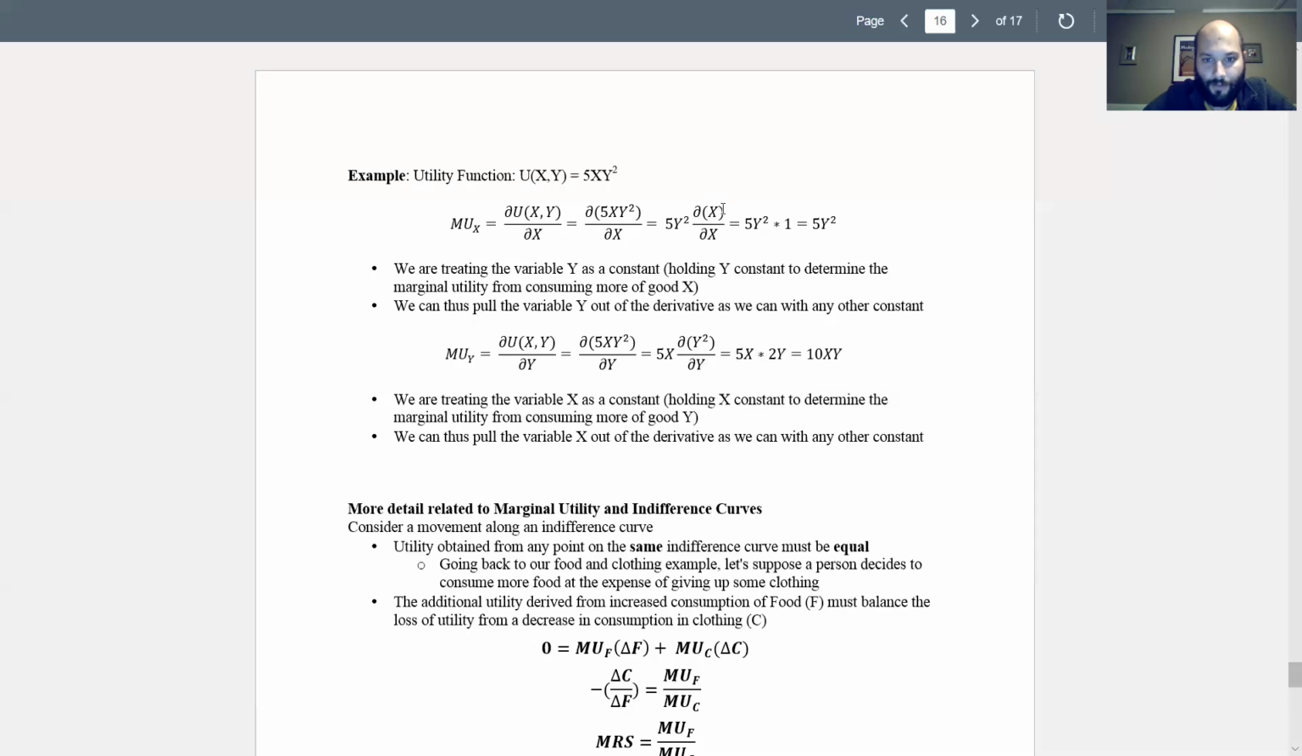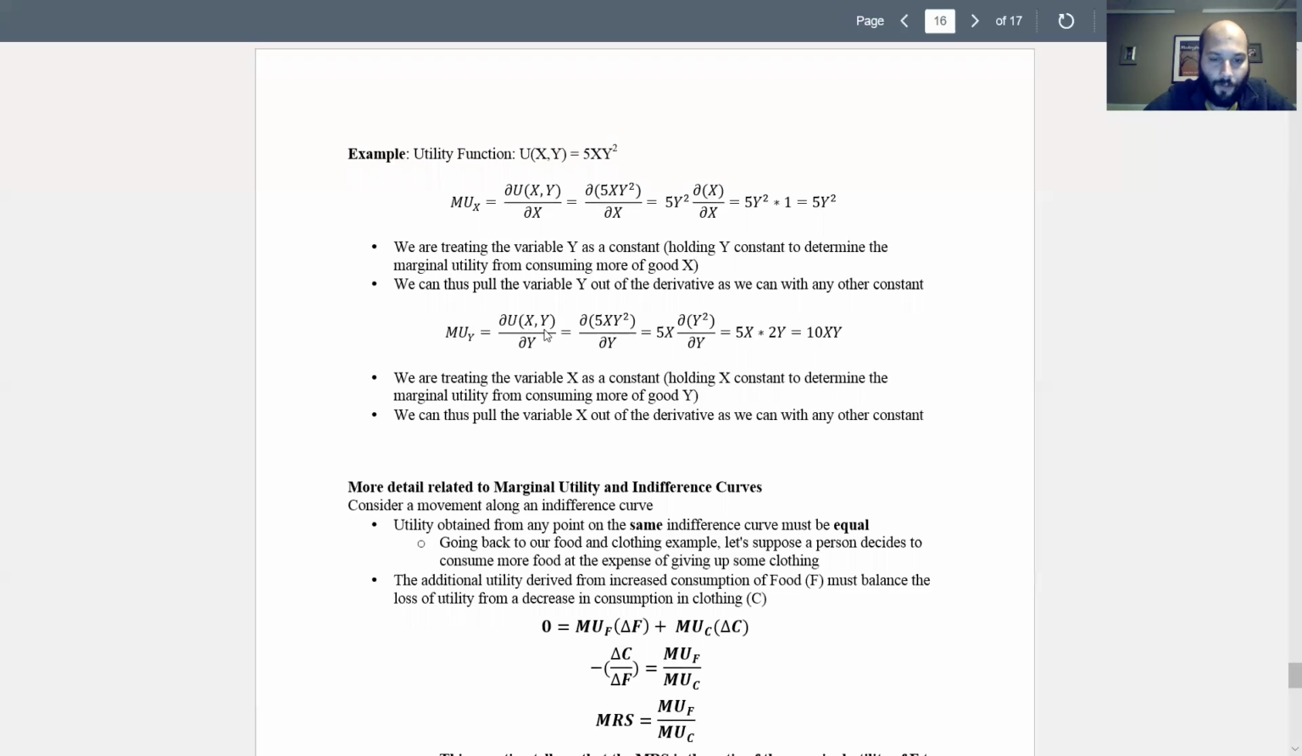The derivative of x with respect to x, this is x to the 1, so we would have a 1 times x to the 1 minus 1. 1 times x to the 0 is 1 times 1, which is 1. So our constant 5y squared came along. We took the derivative of the x term with respect to x, which is just 1. The derivative of x with respect to x is 1. And so our marginal utility of x is 5y squared.